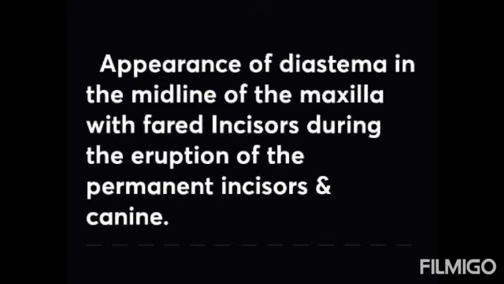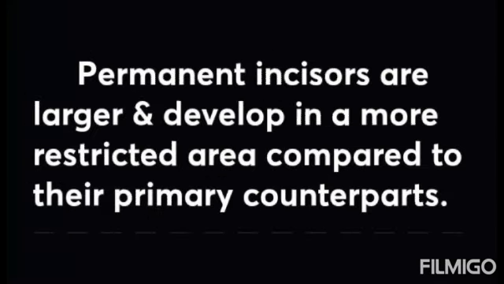So it is the appearance of a diastema in the midline of the maxilla with flared incisors during the eruption of the permanent incisors and canines. Diastema means a midline space between the two incisors in the maxilla, and flared incisors are seen during the eruption of the permanent incisors and canines.